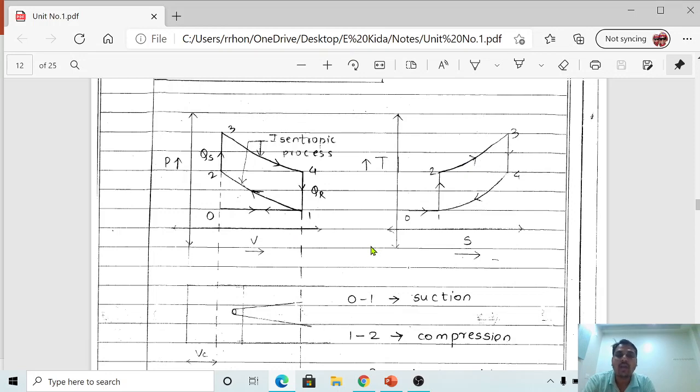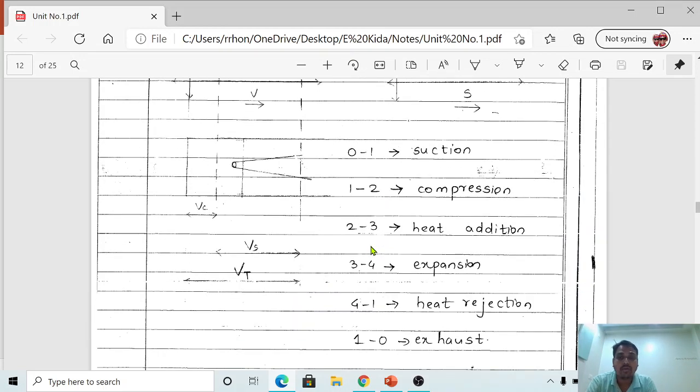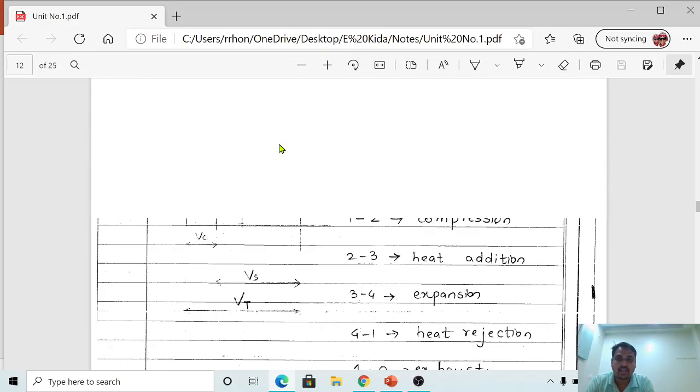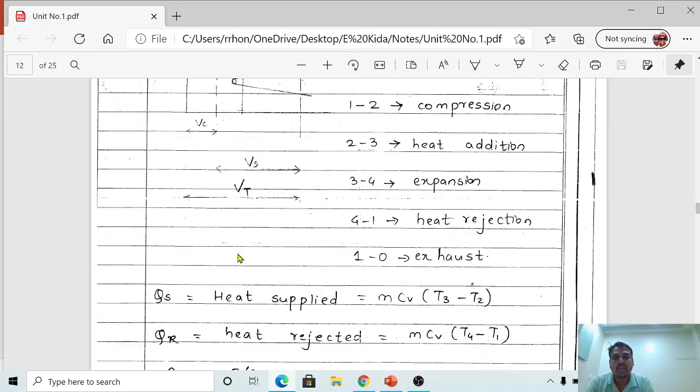So when we are going to define the Otto cycle on a mathematical basis, in terms of derivation, we have to write the equations. Okay, so how can we write the equation? Here we can understand that Q suffix S is nothing but the heat supplied. As I told you earlier, this QS is the heat supplied by the spark plug. The spark plug provides the spark, meaning there is an addition of heat. That's why we can say QS is nothing but heat supplied.